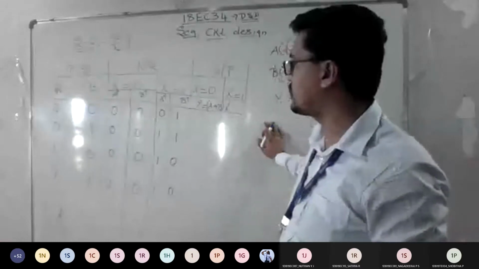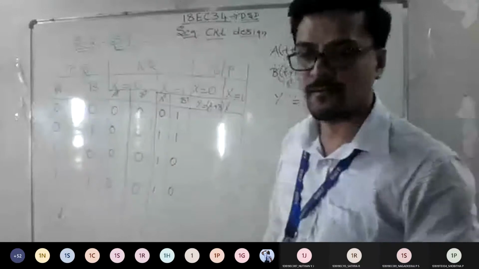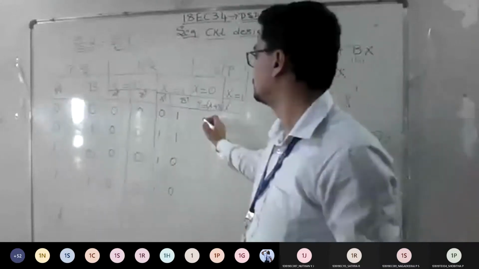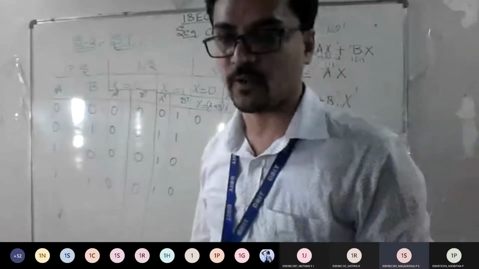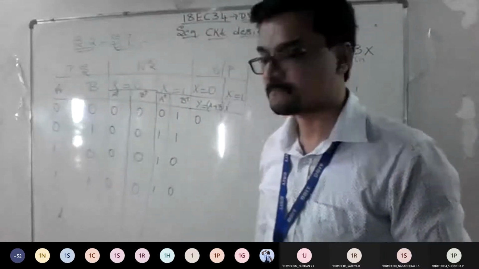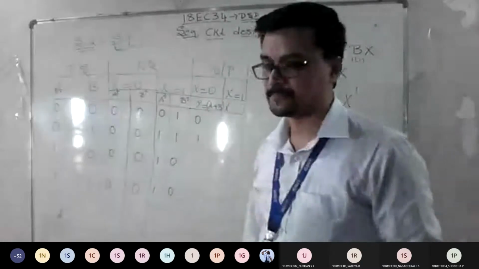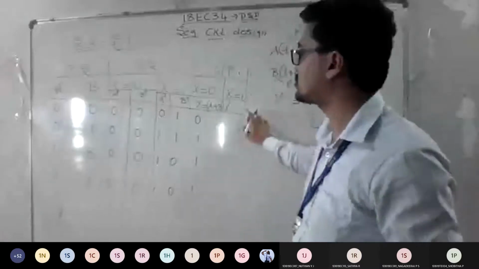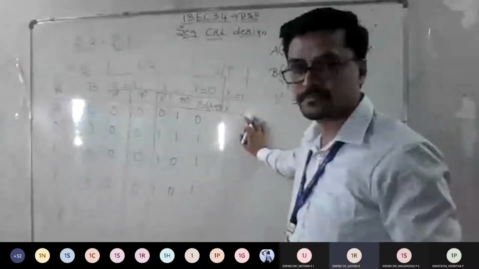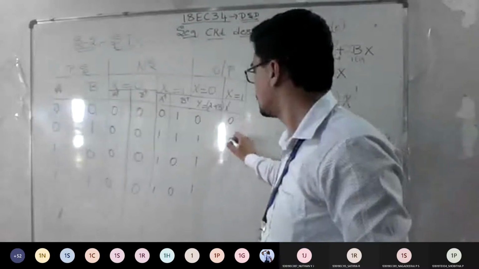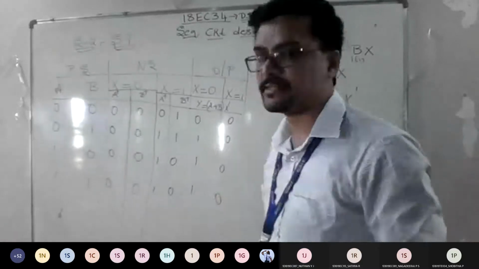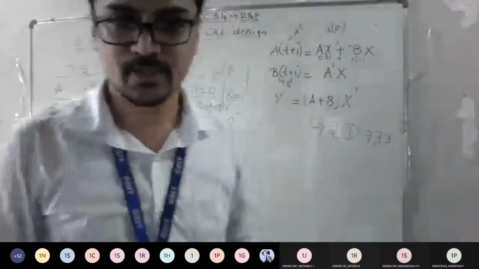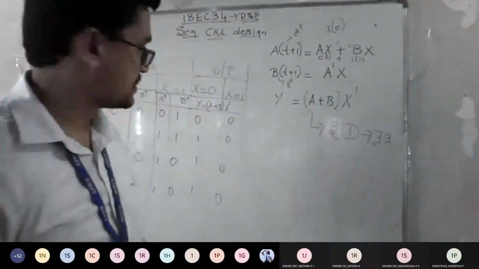Answer: substituting 0, 0, what is the output at 0, 0? It is 0. Next, you fill the first column with X equal to 0, then you go with X equal to 1. Good. What about the output for X equals 1? All zeros. Since your X bar is there, it is going to get complemented, so obviously everything will become 0.